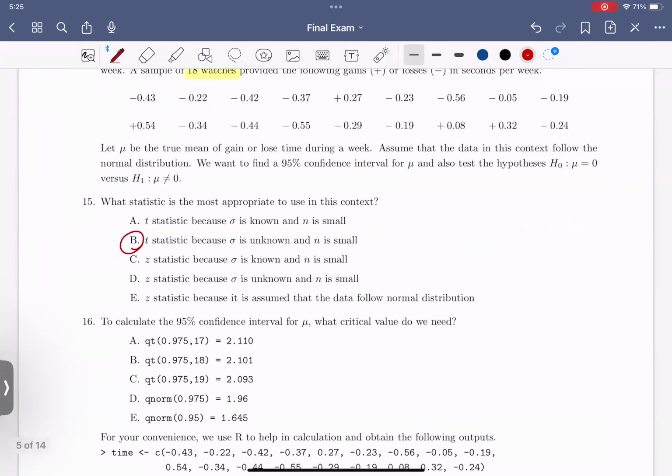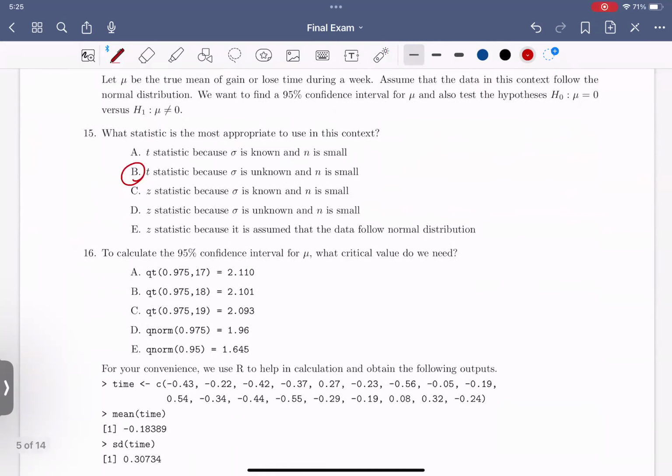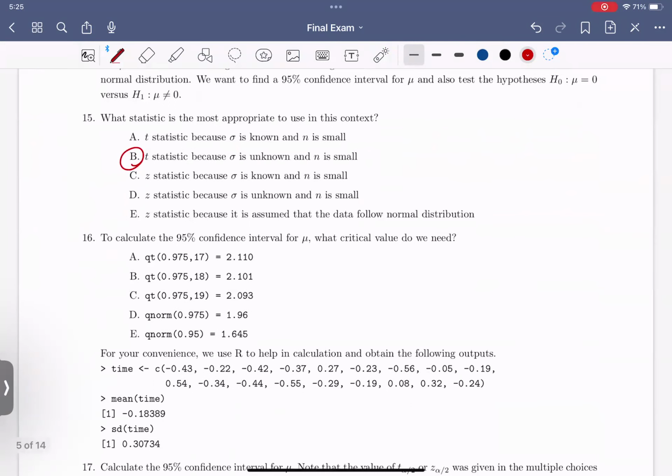All right. Next one. To calculate the 95% confidence interval for mu, what critical value do we need? All right, so you're going to use x bar plus minus t alpha over 2 times s over square root n. And this number, t alpha over 2, is the one called the critical value. So you're going to use qt 0.975 followed by the degrees of freedom, which is 17, right?